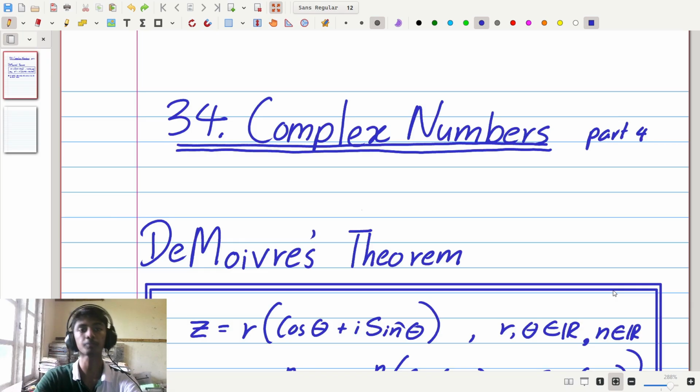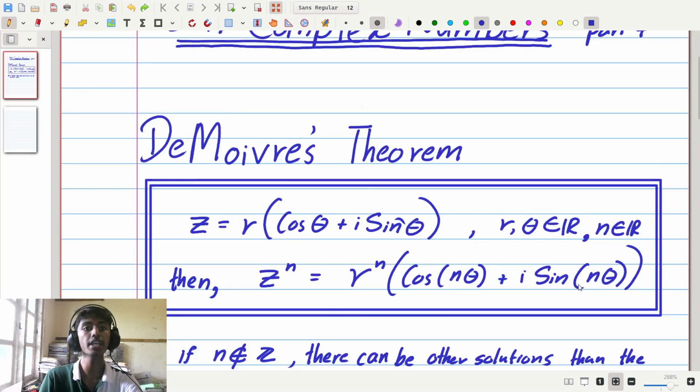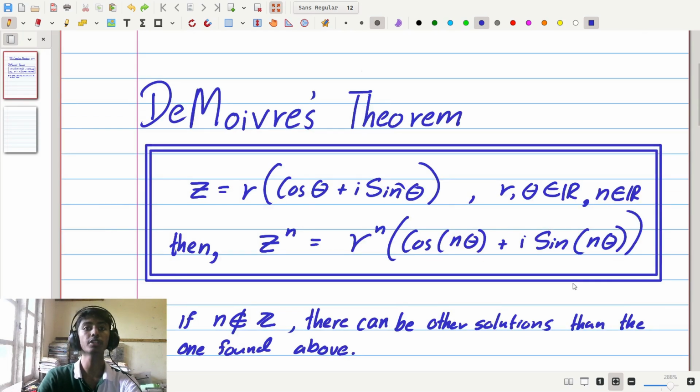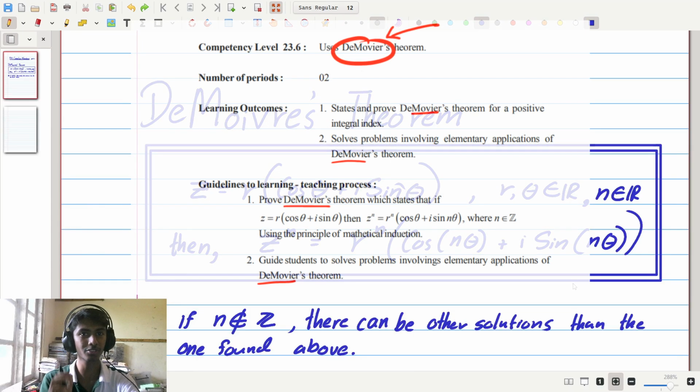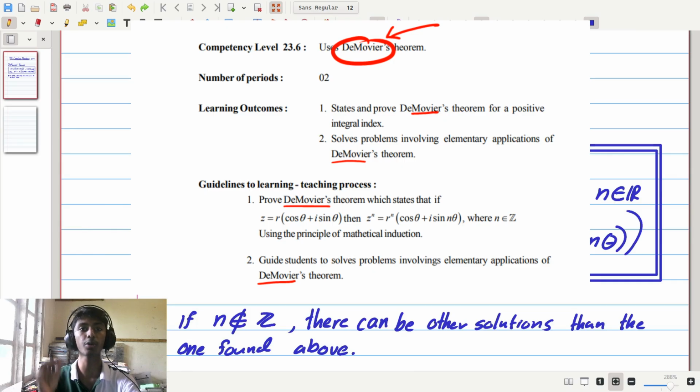Lesson number 34 is going to be on a single theorem with a notoriously difficult name to pronounce. In fact, this name is so difficult to pronounce that our own teacher's guide has actually gotten it wrong and misspelled this theorem in their lesson. As you can see here, they have misspelled it as DEMOVIER'S. This, if pronounced, would be pronounced as Demovier. This is not the correct pronunciation or spelling of this theorem.